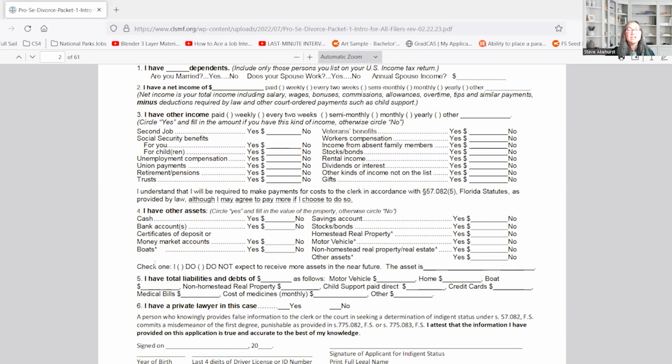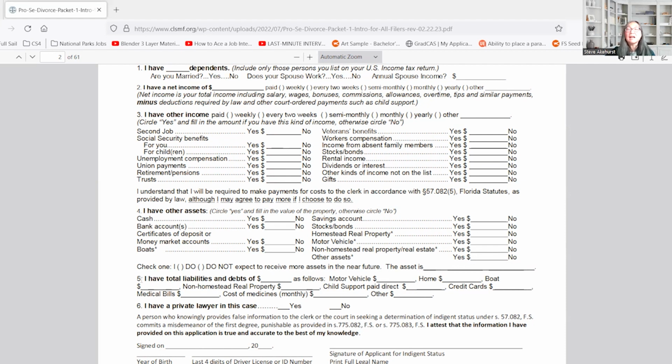And then check 1. This asks you, are you expecting to receive any money in the future? If you don't, you're not. If you do, you have to write how much you expect. That is if you have some money coming to you that you're expecting, like if you have won a lawsuit, you're going to get a payout, etc. That's what you would list.